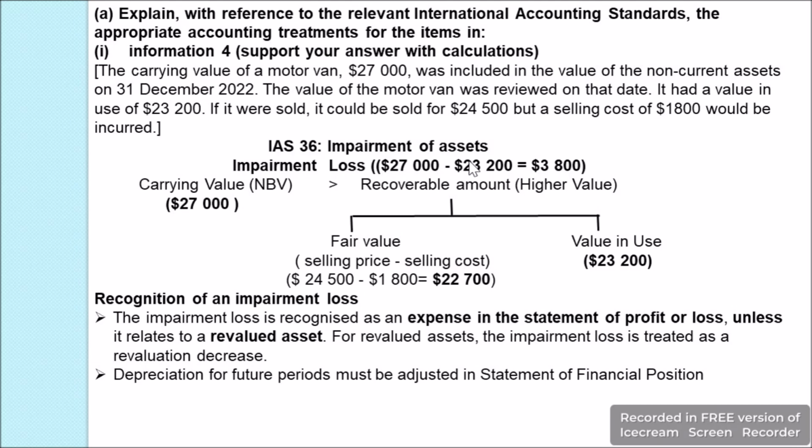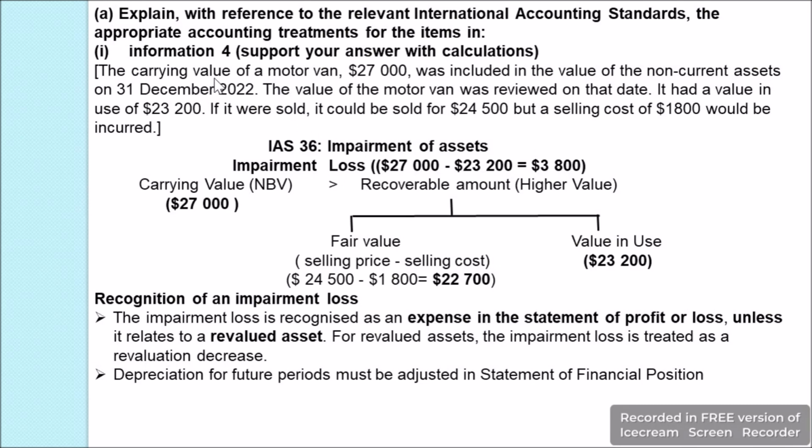Impairment occurs when the carrying value, here $27,000, is permanently reduced for any reason, because of wear and tear or market fluctuation. If this is permanently reduced and we have a recoverable amount which is lower than this carrying value, then impairment occurs, and this is stated in IAS 36, which is about the impairment of assets.